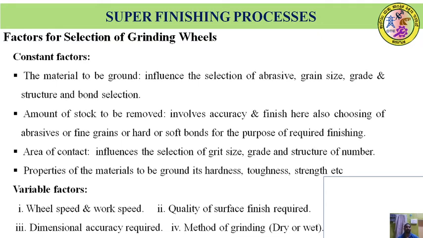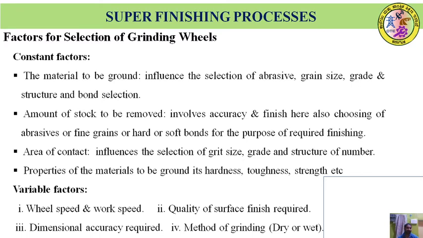Amount of stock removal. If the amount of stock removed is heavy, then we have to go for a coarse grinding wheel. If the amount of stock removal is very small, then we have to go for a fine grinding wheel. So these also influence the selection of the grinding wheel.